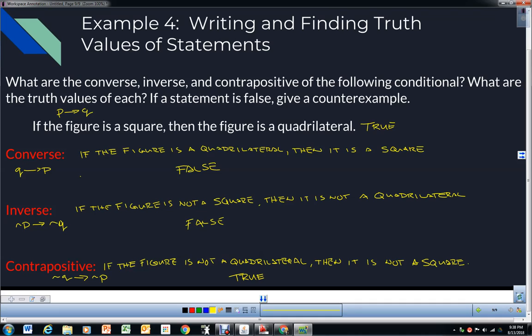So this is an example of writing the conditional, writing the converse, inverse, and contrapositive, and determining whether conditionals are true or false. All right, so this concludes our second lesson, lesson 2.2, called conditional statements.